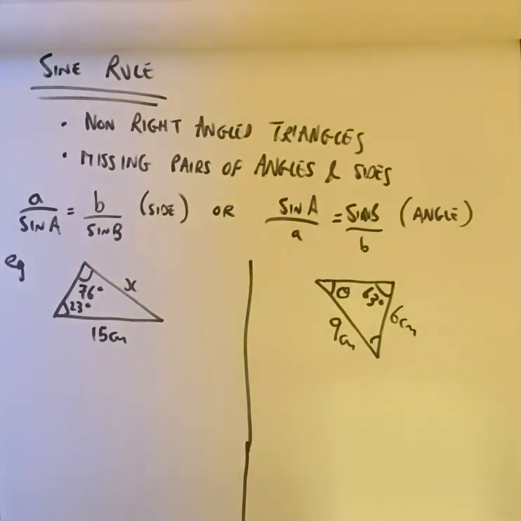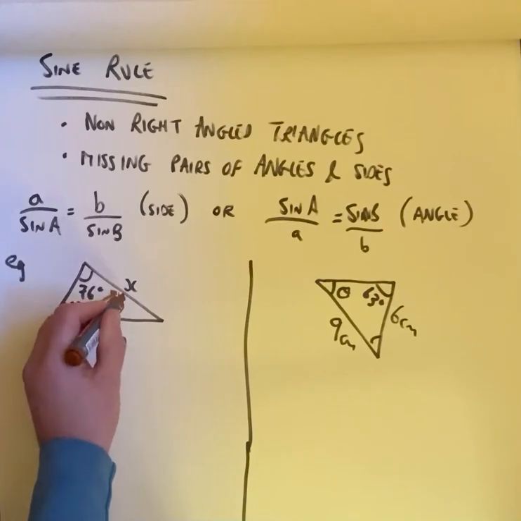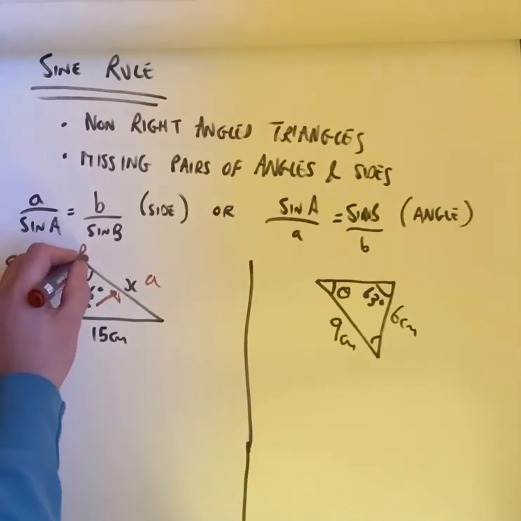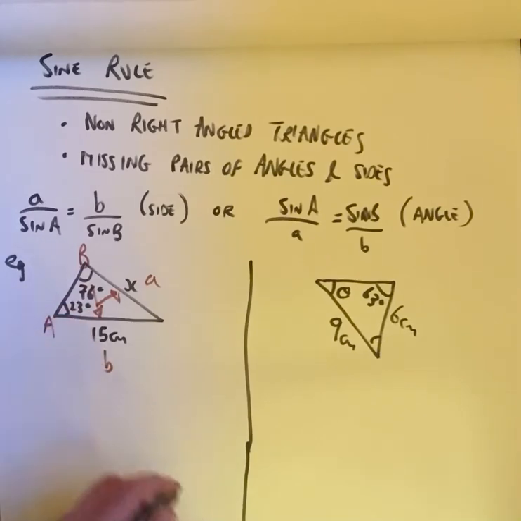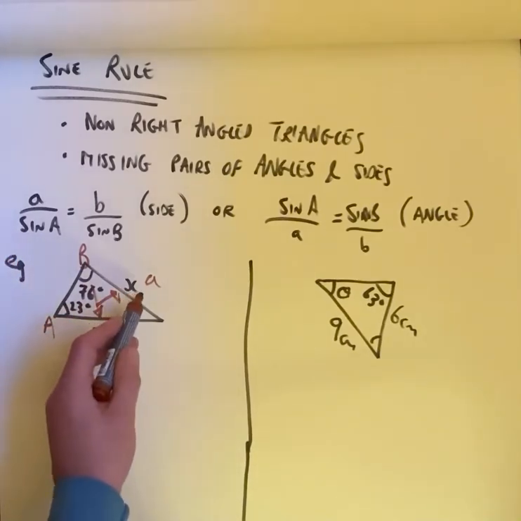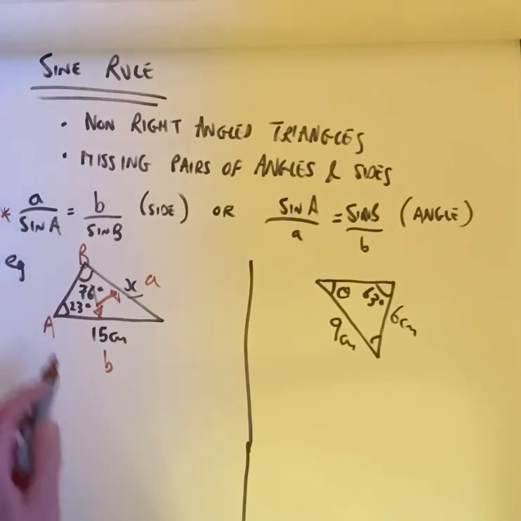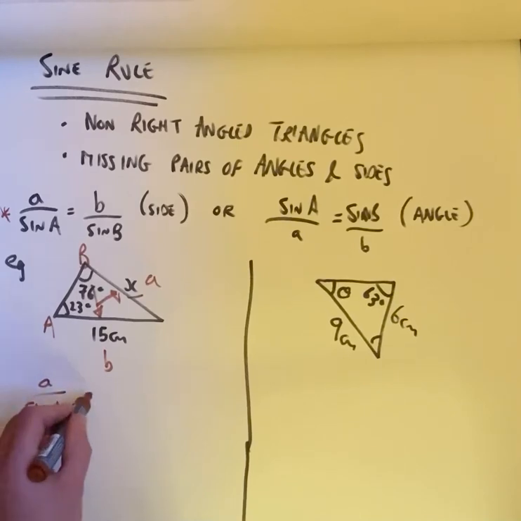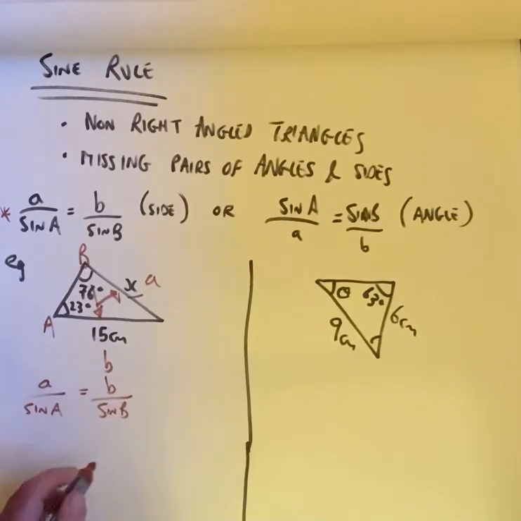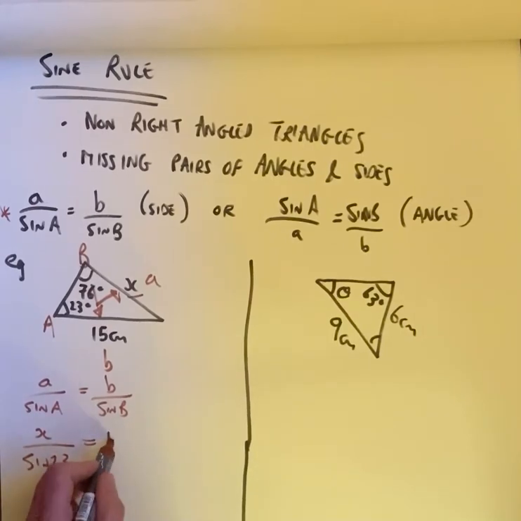So for question number 1, you'll see that we have 2 pairs of sides and angles. So I'm going to call this one capital A, which means directly opposite is lowercase a, and capital B, directly opposite, lowercase b. So we're trying to find the missing side, so we're going to go for our first formula. If we state the formula, so a over sine A is b over sine B, and underneath that substitute in. So we've got x over sine 23 equals 15 over sine 76.